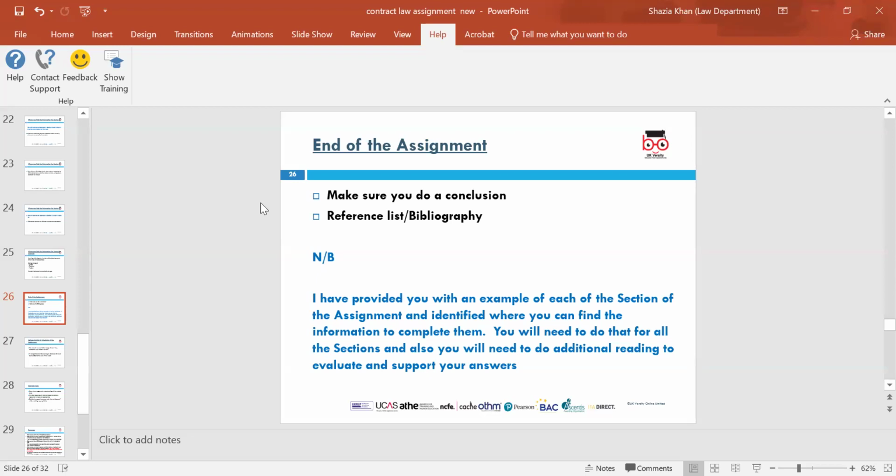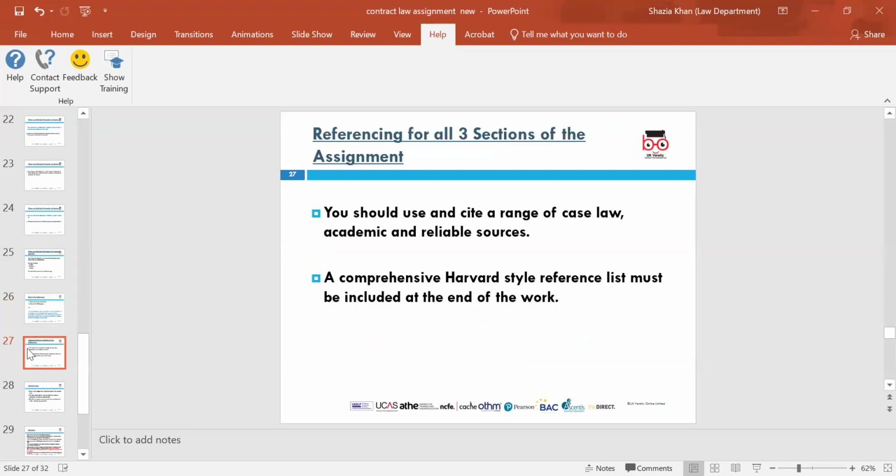I've provided you with an example of each section of the assignment and identified where you can find the information to complete them. You will need to do that for all the sections, and also do additional reading to evaluate and support your answers. Additional reading and sources would be available on Moodle for you. Referencing all 3 sections of the assignment, you should use and cite a range of case law, academic sources and reliable sources, and the sources need to be reliable in regards to answering each bit of the assessment criteria.